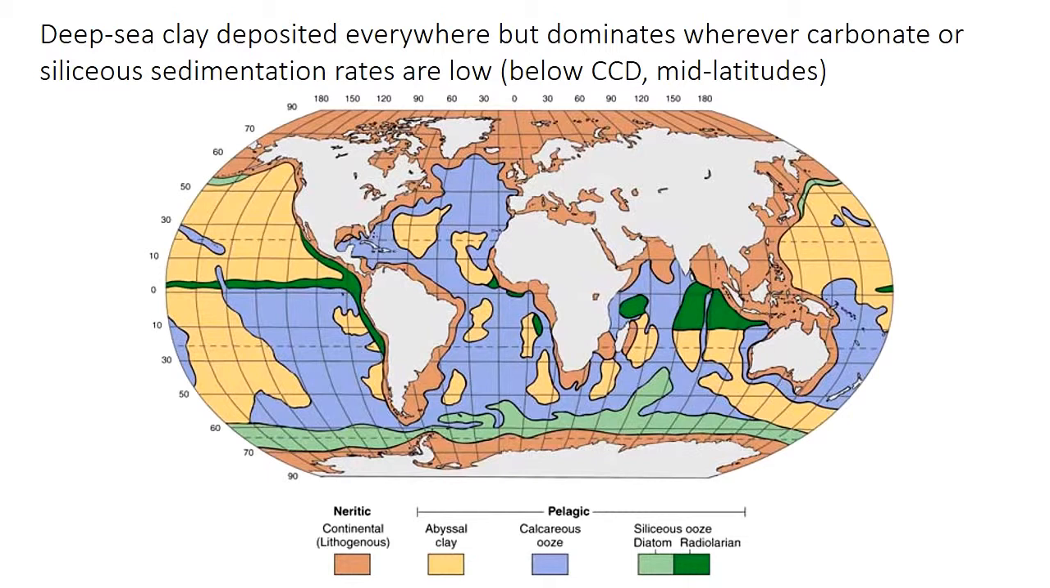So, for example, at deeper depths, like below the CCD, as well as in mid or high latitude regions away from the high productivity diatom or radiolarian bloom areas.